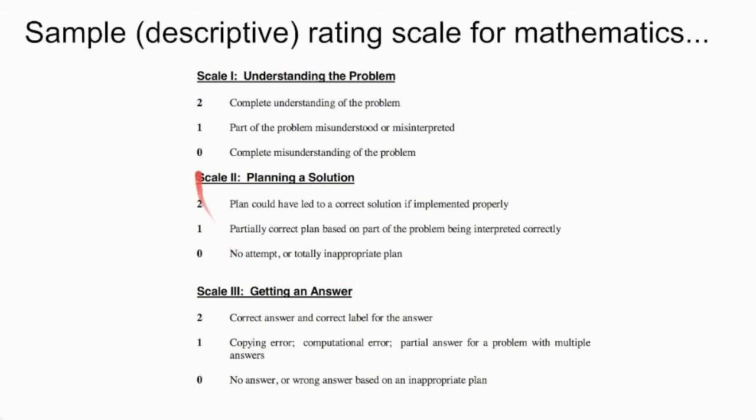You can see numeric values ascribed to each of the performance categories. 2, if there's a complete understanding of the problem. 1, if part of the problem is misunderstood or misinterpreted. And 0, if there's a complete misunderstanding of the problem.